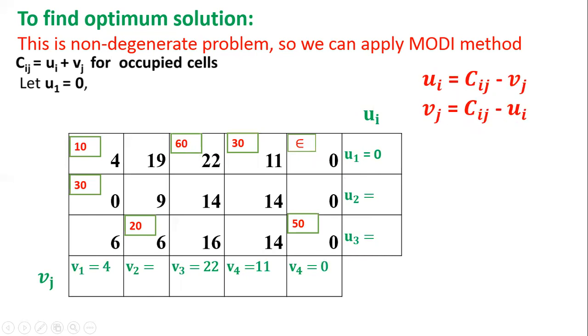And next 0 minus 0. Next value, if you see, is 0 minus 0, 0. Just so easy. So if ui is known we can find vj, and if vj is known, ui equals cij minus vj, and if vj is needed, cij minus ui. So 4 minus 0, 4. Using only the allocations, 22 minus 0, 22. 11 minus 0, 11. And 0 minus 0, only the allocation cells.